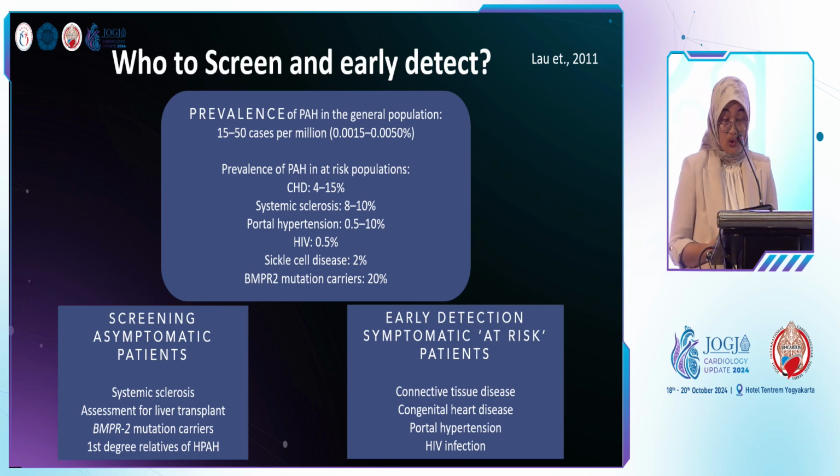But we can also do early detection. Early detection means at-risk patients who have symptoms. For example, in patients with systemic lupus erythematosus, HIV, or congenital heart disease, we may do early detection of pulmonary arterial hypertension.